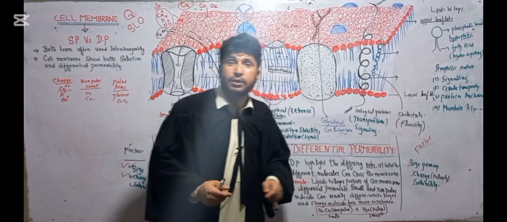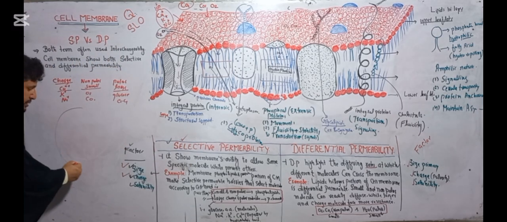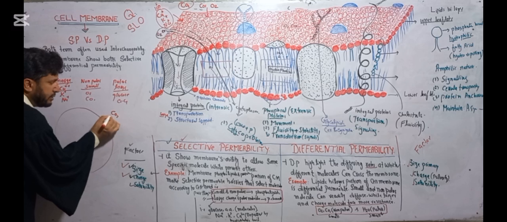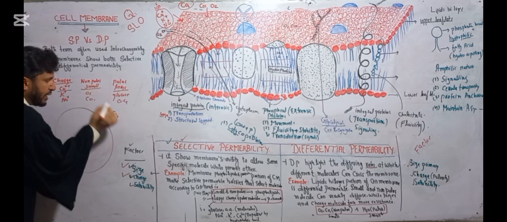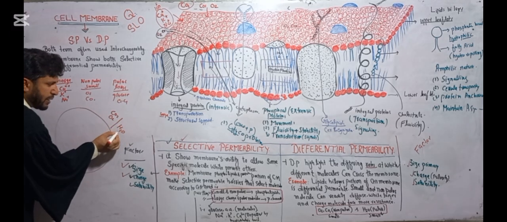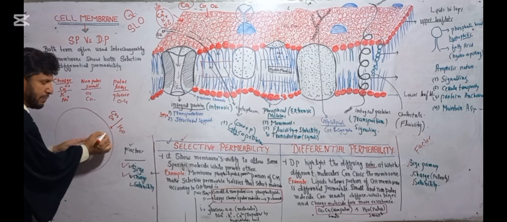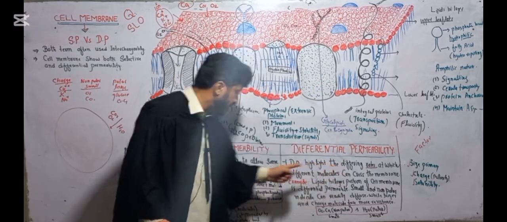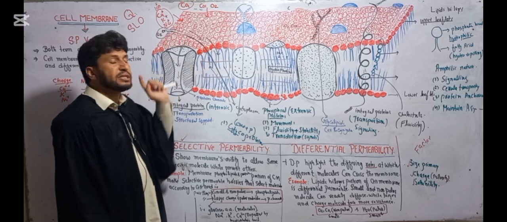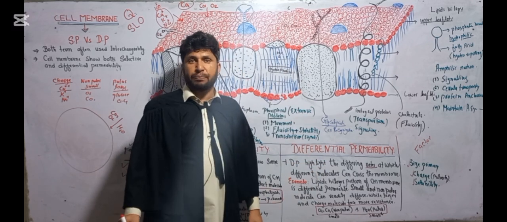For example, let's take an animal cell and two types of molecules: carbon dioxide and oxygen, which are non-polar and small molecules, and water, H2O, which is also small but larger compared to oxygen and carbon dioxide. They want to cross the cell membrane, especially the lipid bilayer portion. Here we are talking about both portions of the cell membrane, protein as well as lipids, but in differential permeability usually we are talking about the lipid bilayer portion.